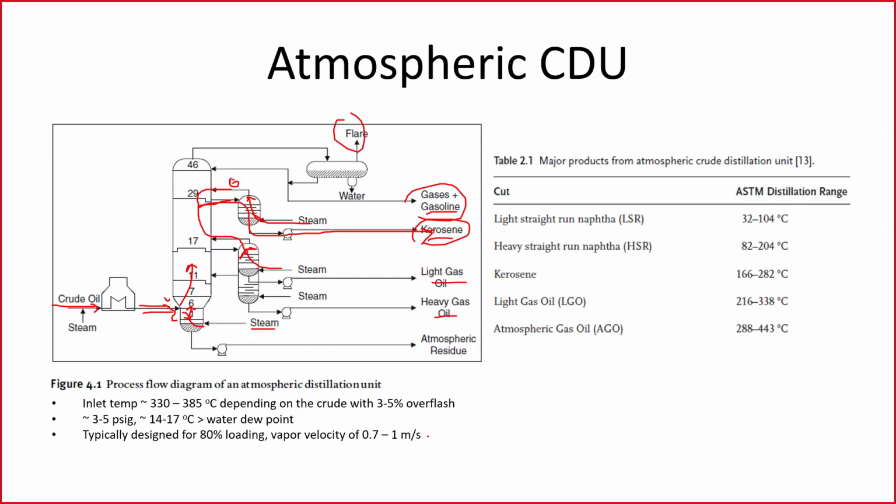And then it is 15 degrees C above the water dew point, so that we don't have water condensing in the system. And also the trays are designed for 80% water. This is very technical, so we're not going into this, the 1 meter per second as well. We have been repeating this again.